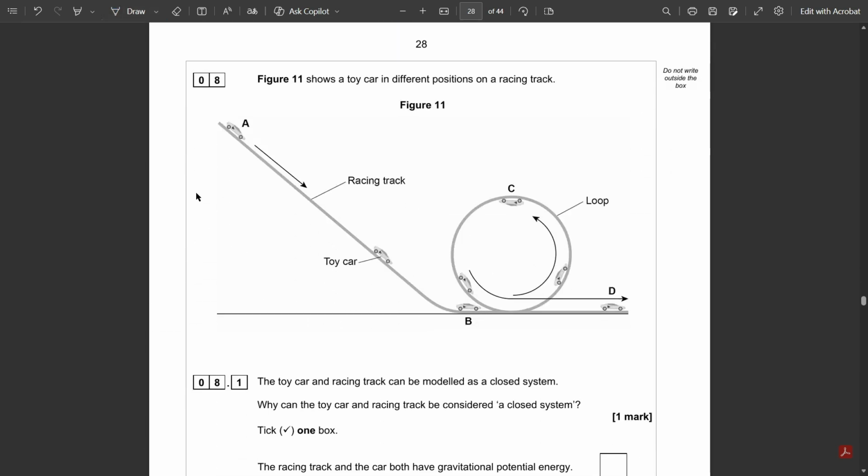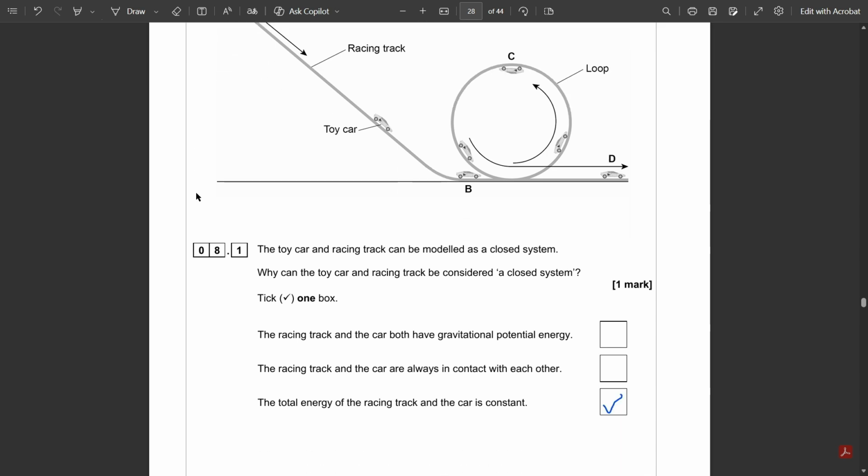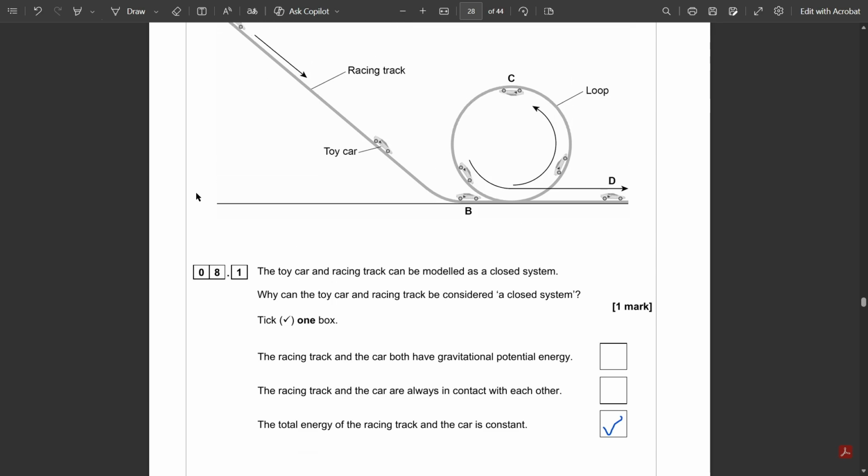Then for question 8, figure 11 shows a toy car in different positions on a racing track. The toy car and racing track can be modelled as a closed system. Why can the toy car and the racing track be considered a closed system? Well, it's the fact that the total energy of the racing track and the car is constant.